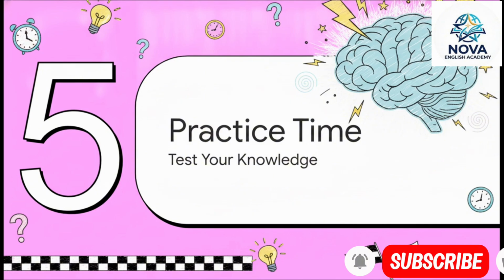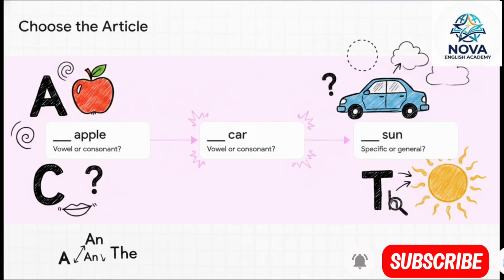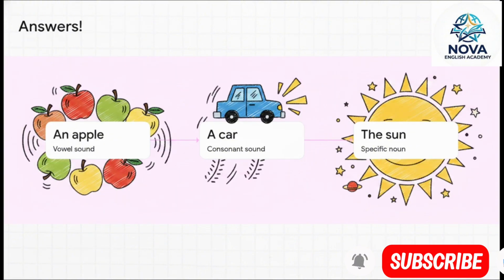And that brings us to Section 5, Practice Time. Test your knowledge. Let's see how well you can apply Mrs. Habib's lesson in a quick, fast-paced quiz. I'm going to read these out, and I want you to mentally fill in the blank before I reveal the answer. Ready? Number 1, blank apple. Number 2, blank car. Number 3, blank sun. Take a second, think about the sounds and the specificity. All right, let's see how you did.